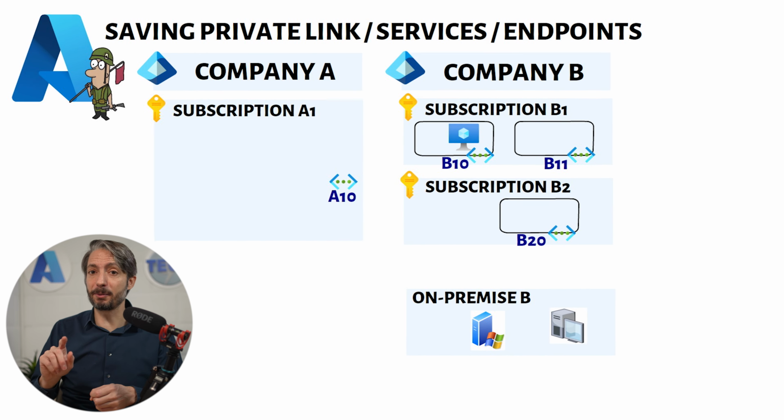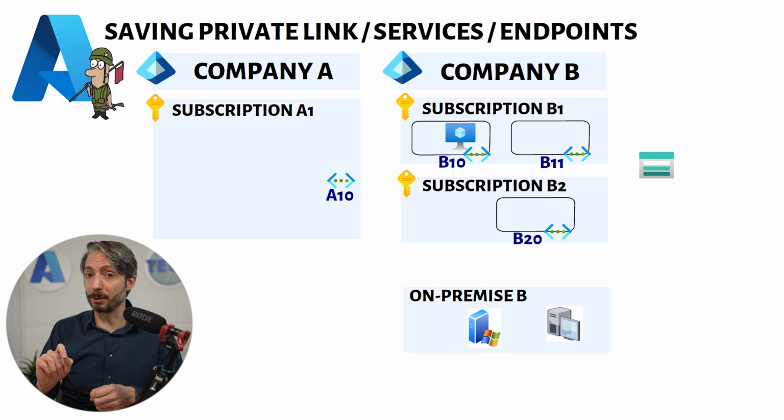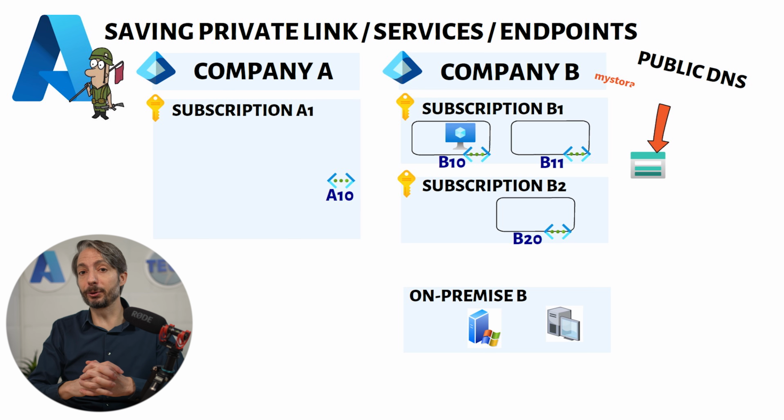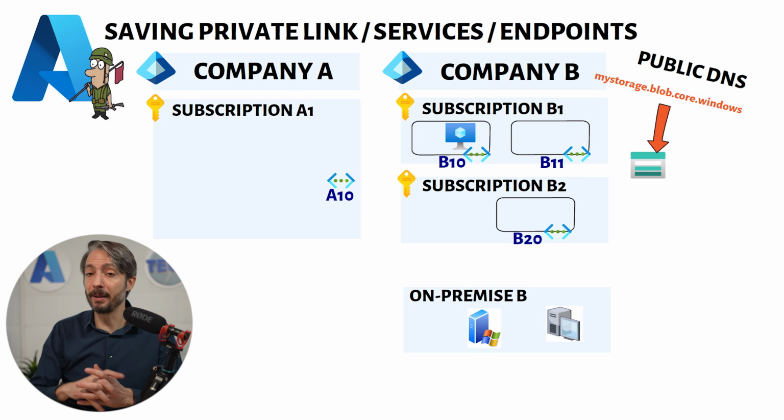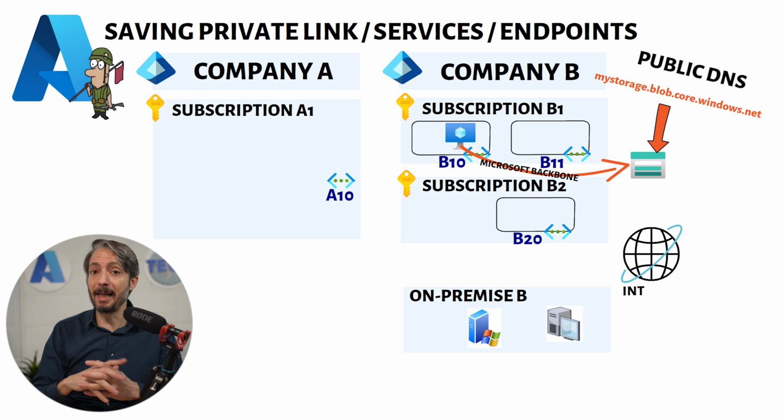Now, in the B1 subscription, we create a storage account without a private endpoint. Accessing the storage account has to be done using the public DNS name. For blob storage, this is accessed using the blob.core.windows.net address. When you access the blob storage account from the VM in the B10 virtual network, the traffic will be routed using the Microsoft backbone. There are very few controls on your end on how to control this traffic with regards to access and flow. Accessing the storage account from the on-premise environment is done through the public internet.